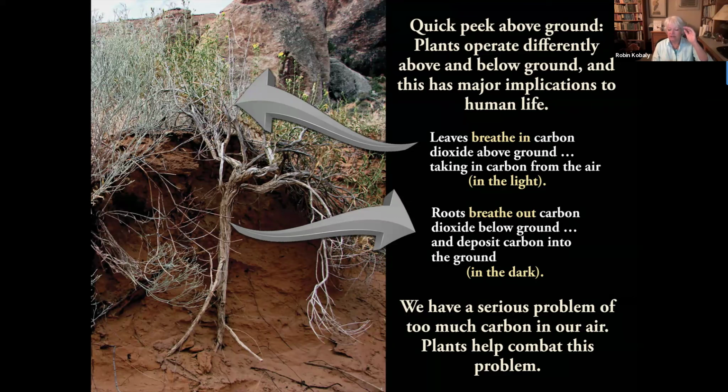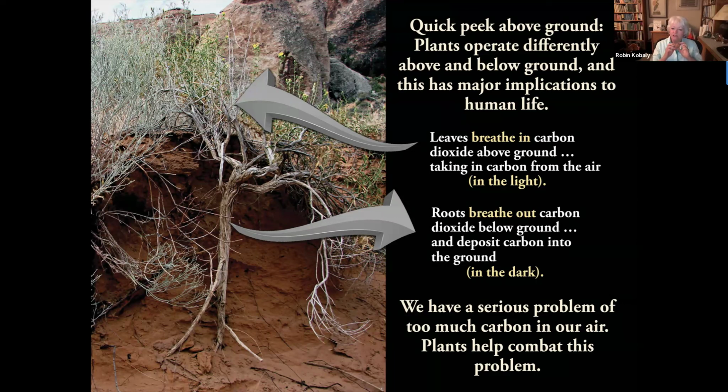I would just want to take a quick look above ground to make sure that we realize the difference between what's happening with the plant above ground and below ground. So above ground, in the sunlight, leaves are breathing in carbon dioxide, taking that out of the air, combining it with the water in the light, making sugars, and all those sugars go down underground to the roots so that the roots can grow more and also feed their mycorrhizal hosts.